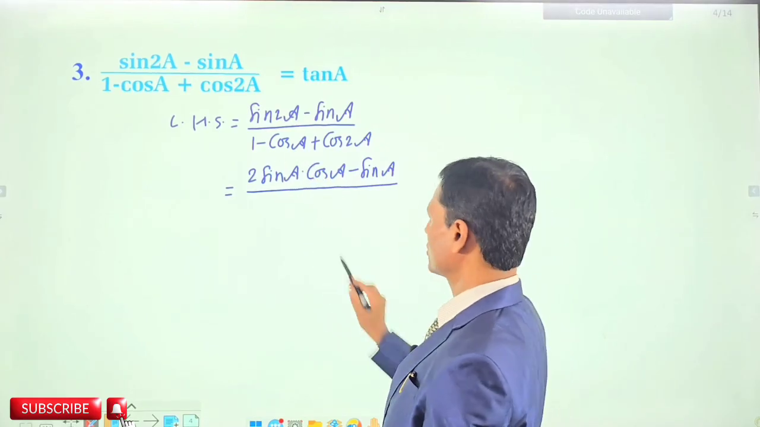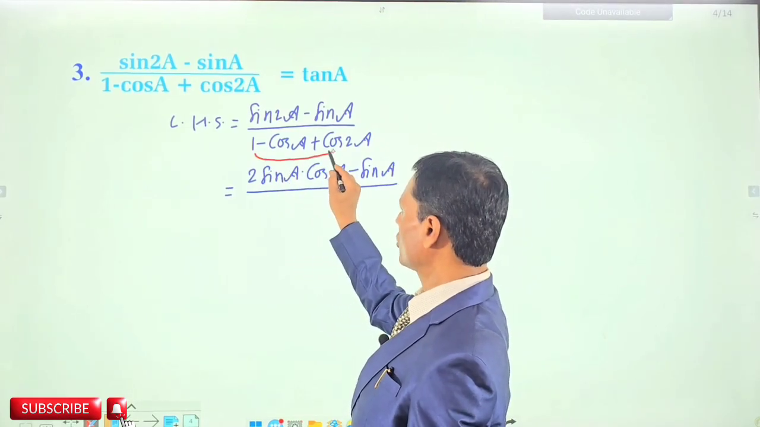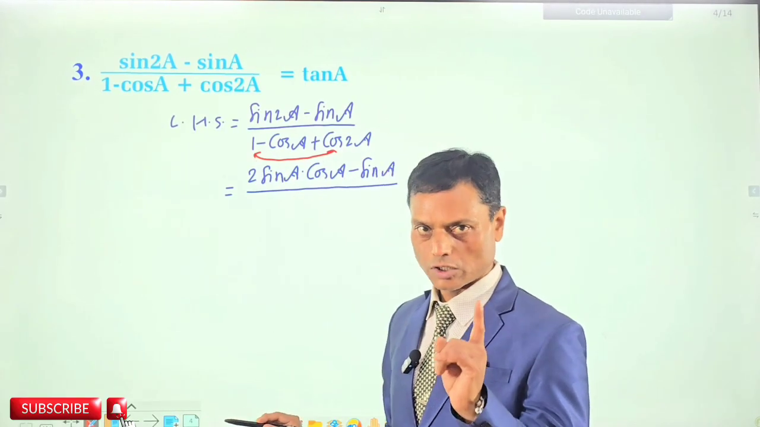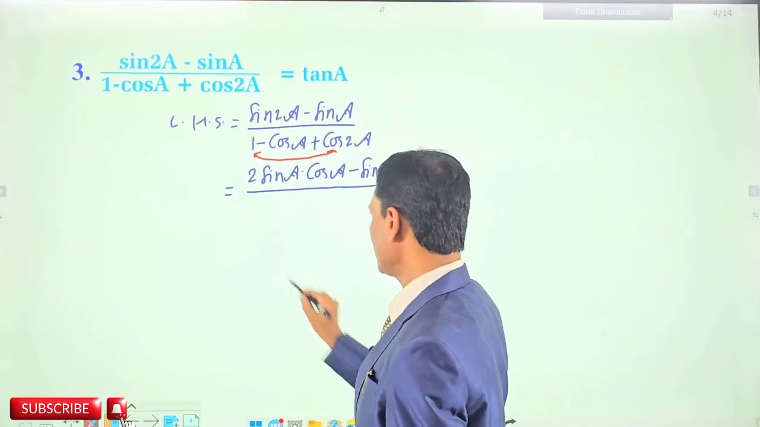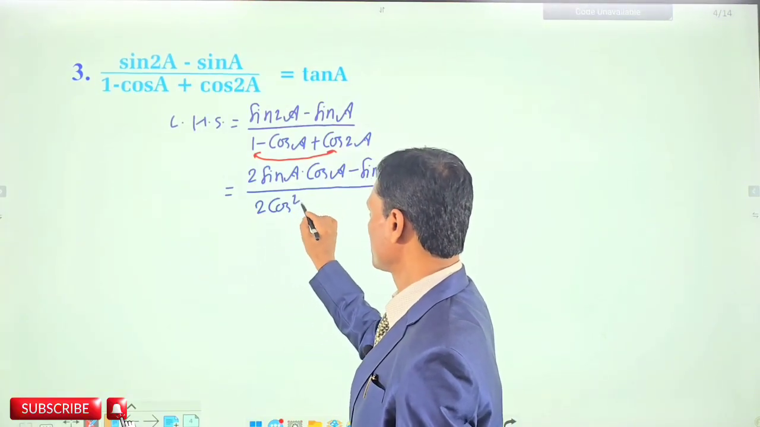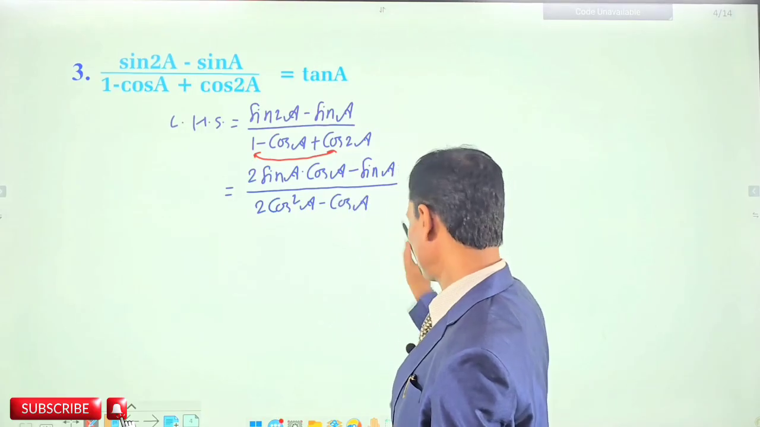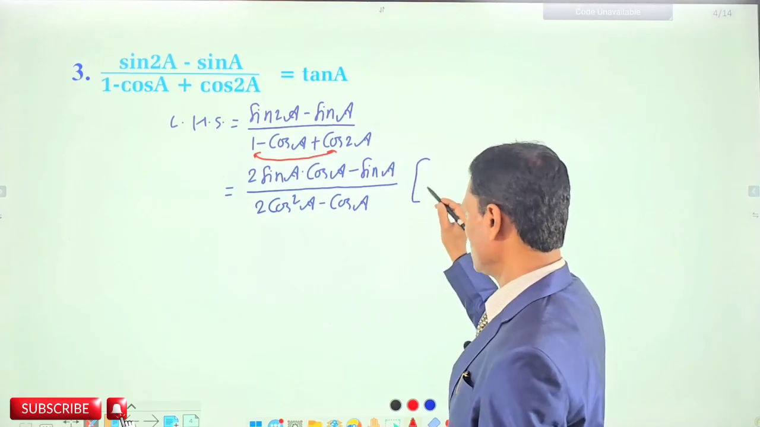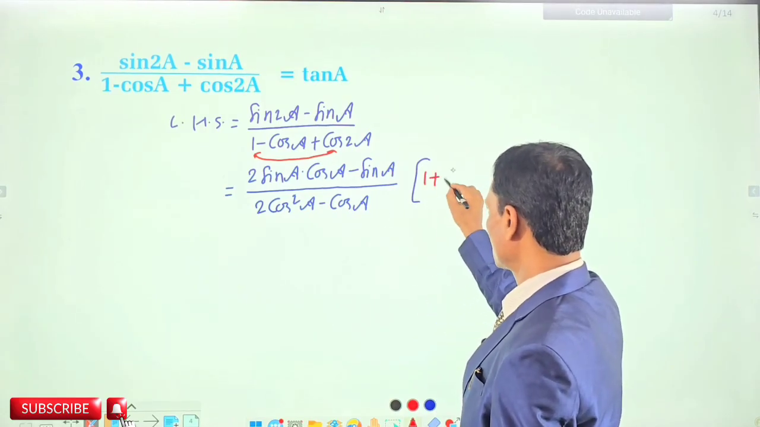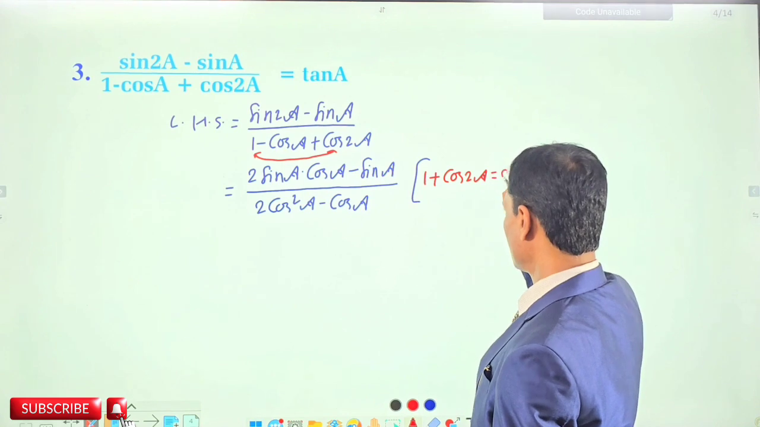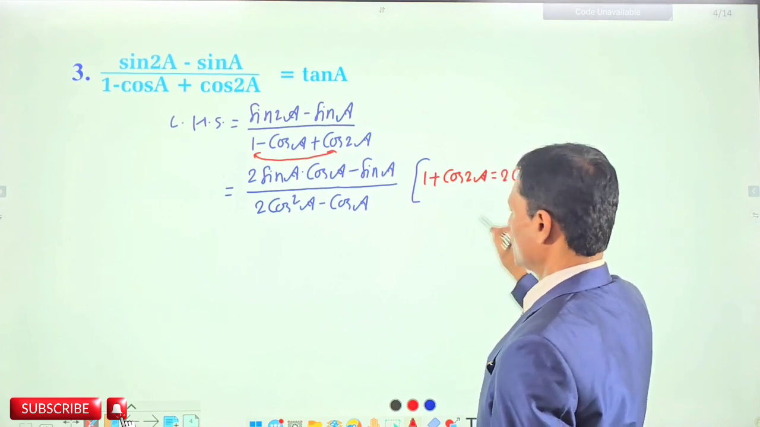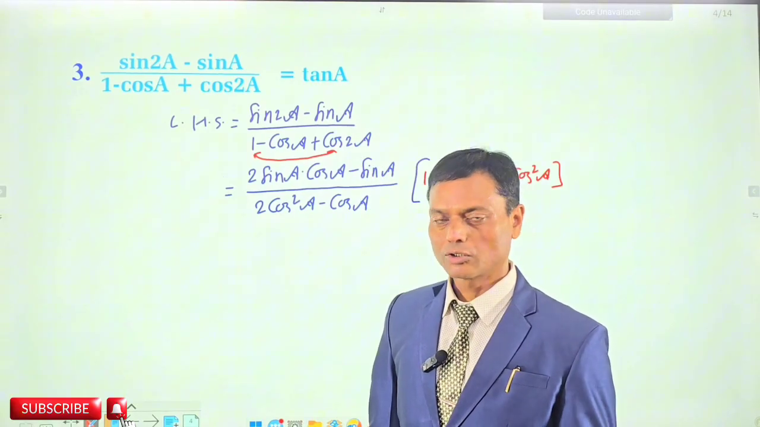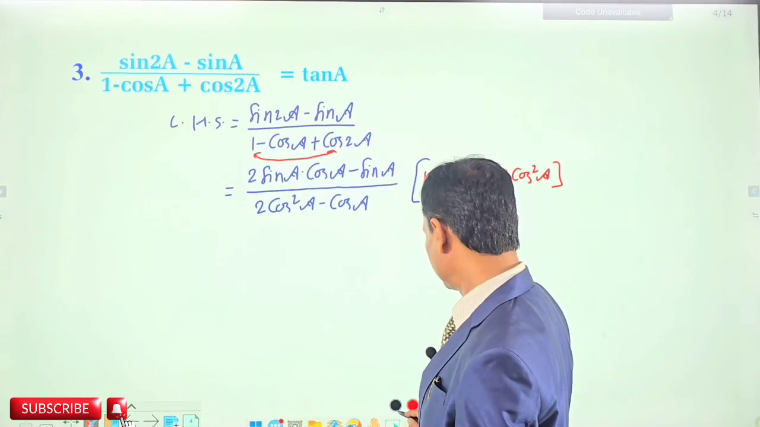Have a look here, I am just going to show you 1 plus cos 2a. So 1 plus cos 2a gives us 2 cos square a. Do not forget that. That is 2 cos square a, then minus cos a. Do not forget that. You can write inside the bracket: 1 plus cos 2a equals 2 cos square a. Do not forget 1 minus cos 2a equals 2 sin square a, and 1 plus cos 2a equals 2 cos square a.